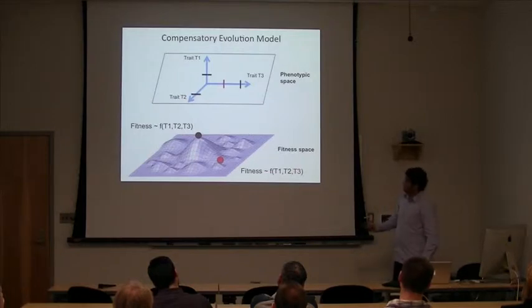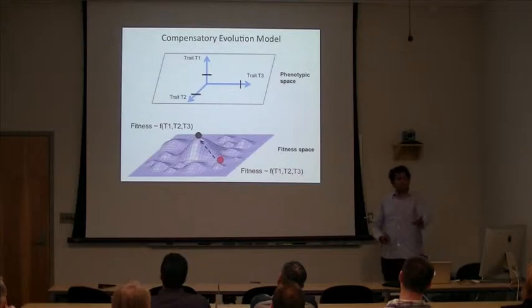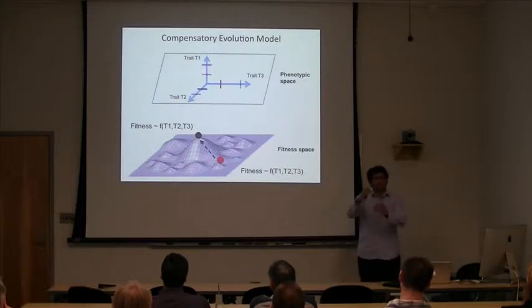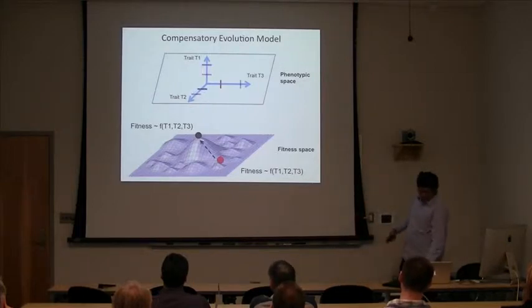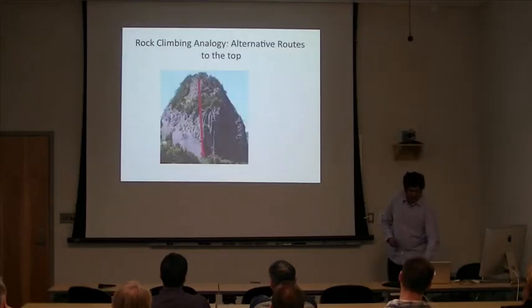Now, there are 2 options. Either that trait can go back to normal, in which case this would climb up in a similar manner that it came down, or you can have other traits evolving to compensate for that, in which case you have a separate peak, or it climbs up in a different manner. Similar to a rock climbing thing, if you have a peak, you can come down a way, you can go up the same way, or you can take an alternative route.